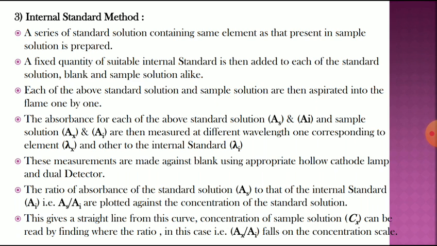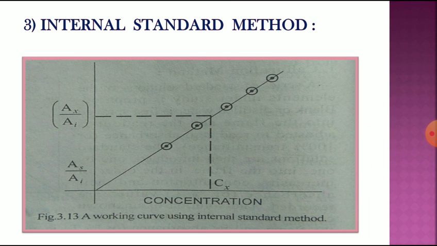Now we will see its graph. See, on the y-axis there is AS upon AI, and on the x-axis there is the concentration. Preparing standard solutions with increasing concentration, we will get a straight line graph, right? But one more solution is there, that is the unknown sample solution. For that unknown sample solution, we know only the absorbance with respect to the ratio of AX upon AI, right?